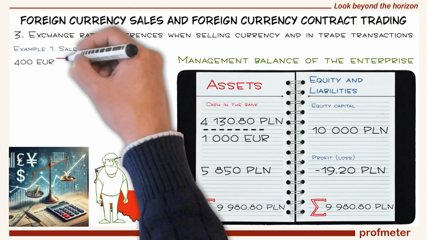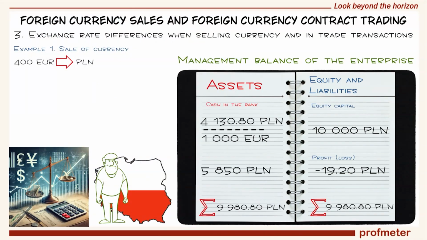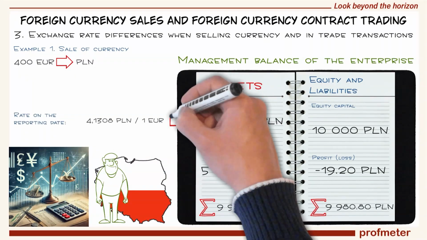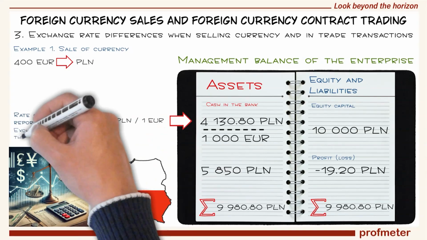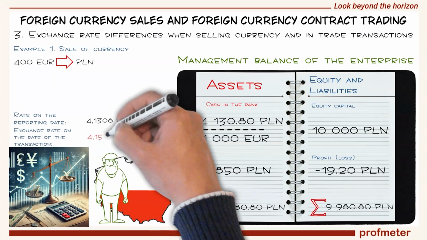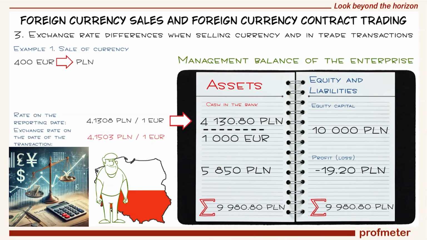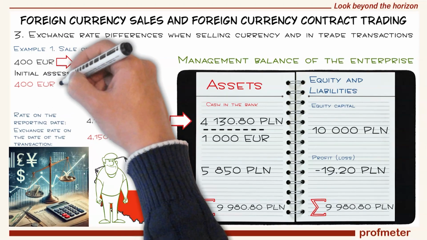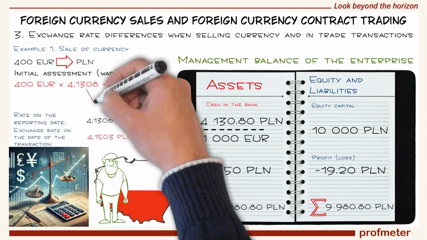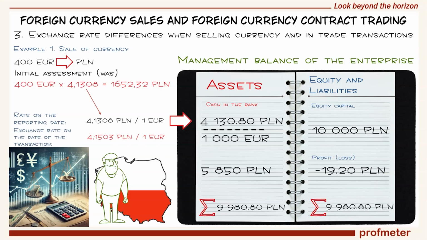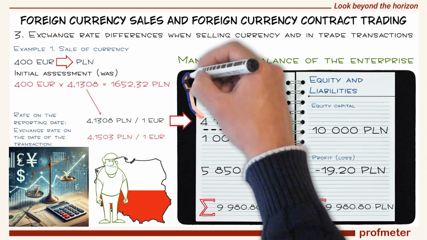Example 1. Exchange 400 euros back into zlotys. As you remember, we have 1,000 euros in our current account. When preparing financial statements, we were forced to recognize a loss, since the exchange rate became 4.1308, and now we decided to exchange 400 euros back into zlotys. But the exchange rate at the time of exchange is already 4.1503. Let's calculate the exchange rate difference. Let's estimate the original value of 400 euros in accounting. 400 multiplied by 4.1308 equals 1,652.32 zlotys.